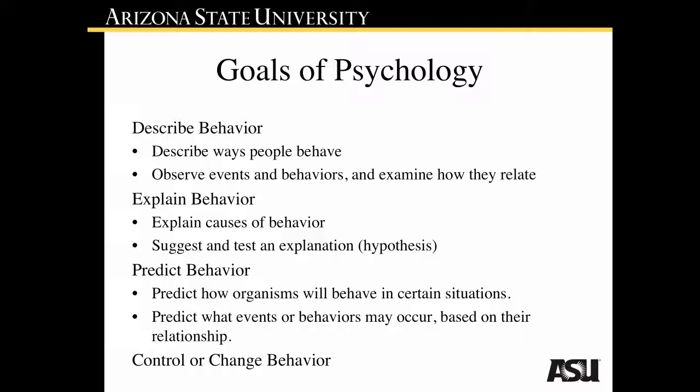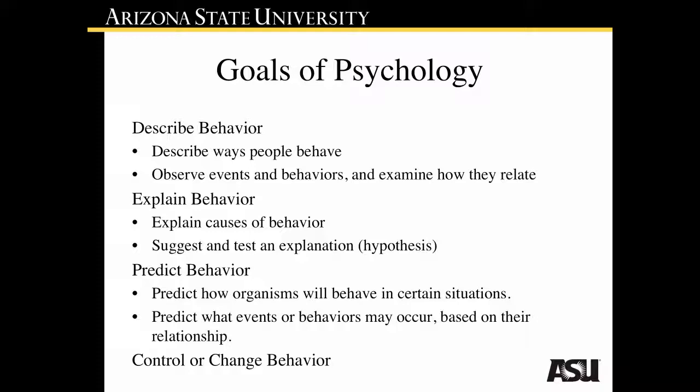So it would be really nice to predict what events or behaviors may occur based on how those are related to each other. Now, eventually, if you can do all those three things very well, it would be great if you could control or change behavior. And what we mean by that is sometimes people are sick with a mental illness, for example, and we want to be able to change or control that mental illness.